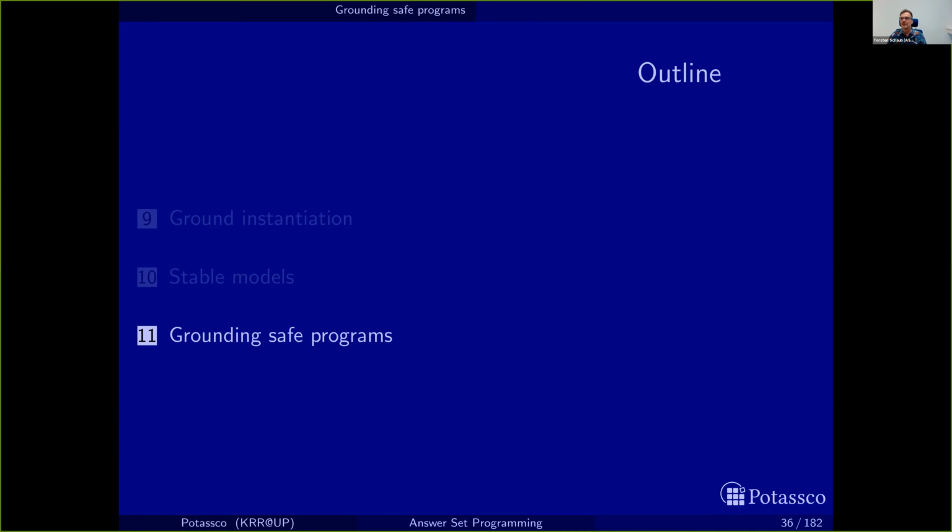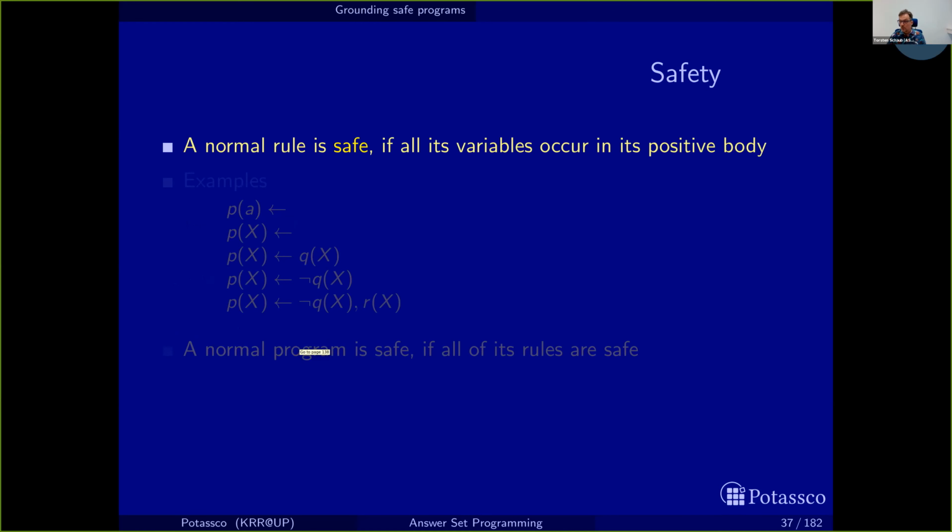That's actually the same idea here, and that's why programs have to be safe. I think it's also called range restricted in the database literature: where do you get the instantiations from? So we have these safe rules, and when you use Clingo, for instance, or DLV, rules have to be safe. It means that all variables that occur in the rule, no matter where, have to occur in a positive body literal.